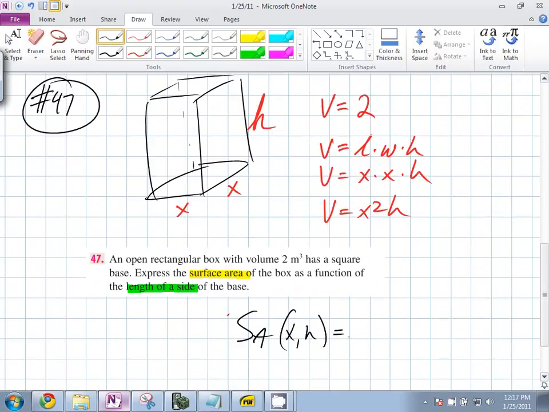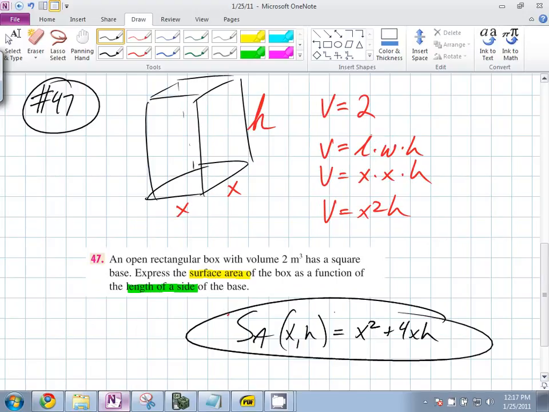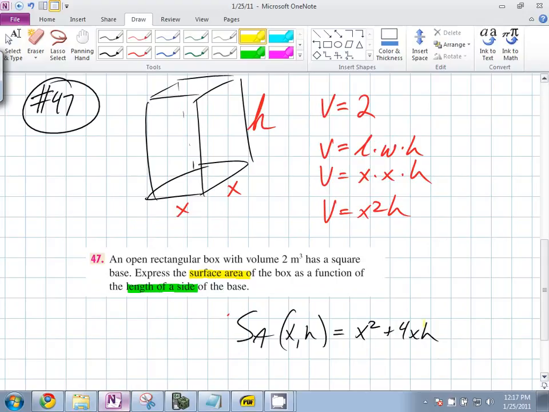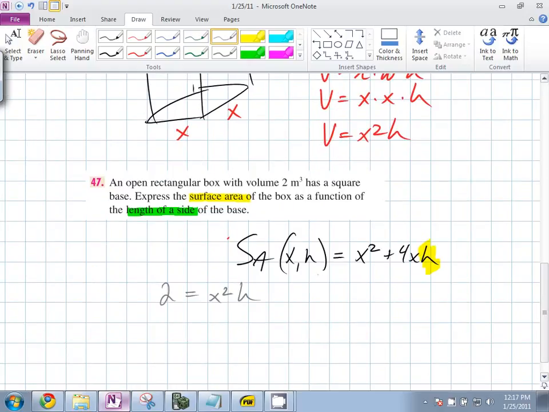What's the surface area of the base? How many other sides are there? 4. Are they the same or different? 4xh. So this is what we want, but what's the problem? H. We don't know h, but what does volume equal? 2 equals x squared h, so what can we solve for? H. So what does h equal?